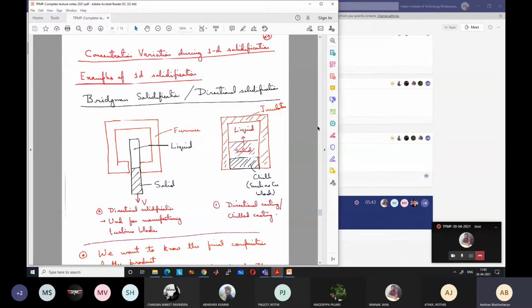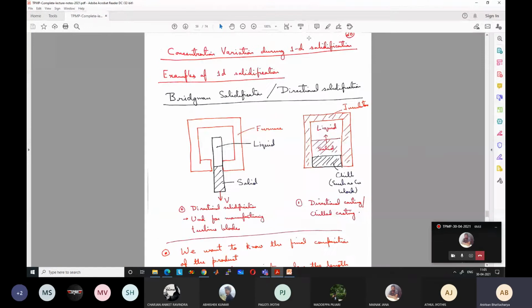So today we are going to study two processes which are very industrially relevant, involving solidification and concentration variation, because our aim is to see concentration variation. Both these processes are 1D processes, so they can be approximated as one-dimensional processes. That's why we can study them analytically. If it were a two-dimensional or three-dimensional process, then we would need numerical modeling to analyze these processes.